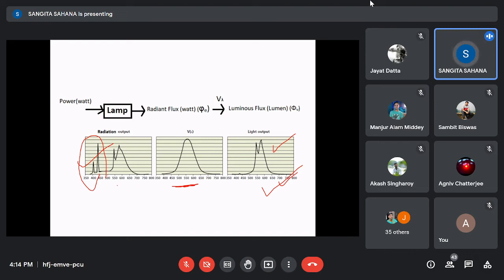So this is the radiant power or phi E. This is the V lambda function. This is the light output or phi V visible. Input was P watt. Is this okay?